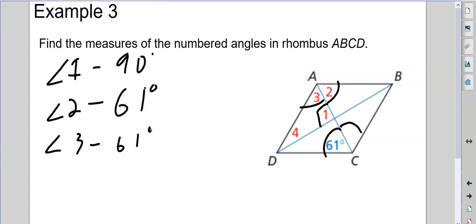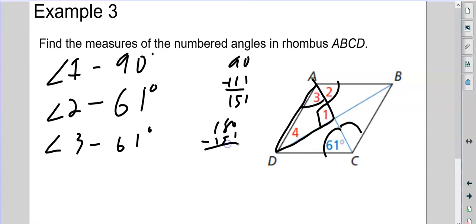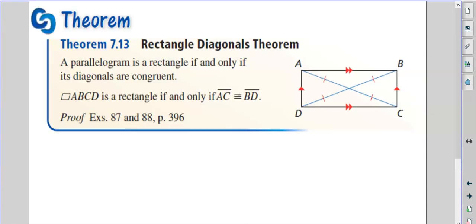Now, we're going to look to get angle 4. We're going to look at this triangle right here. We know angle 1 is 90. Angle 3 is 61. That makes 151. Well, if we do 180 minus 151, angle 4 ends up being 29 degrees. Remember, if I'm going too fast or anything, always hit pause and catch up at your own pace.